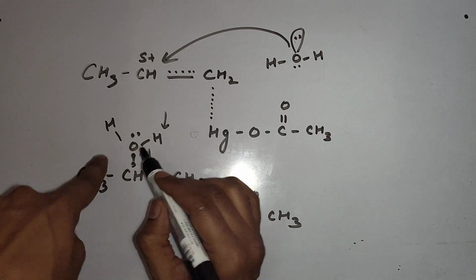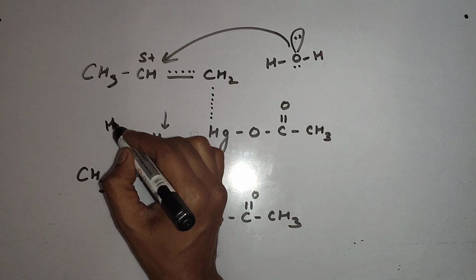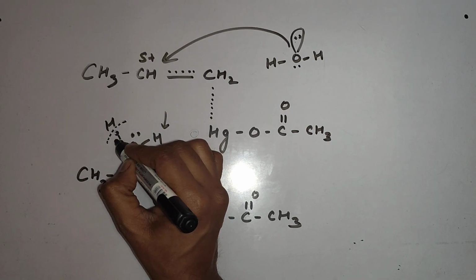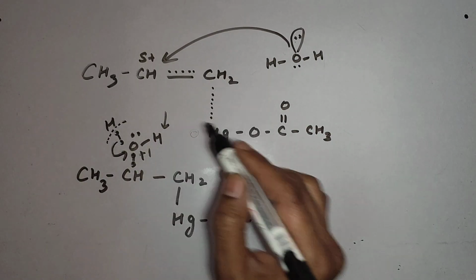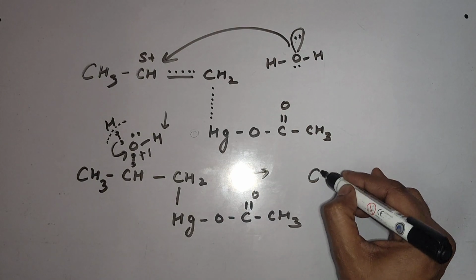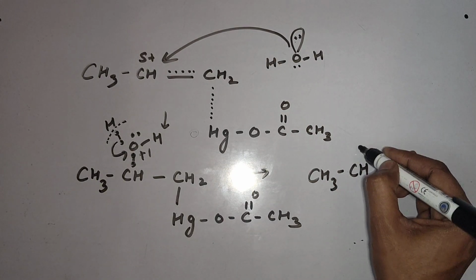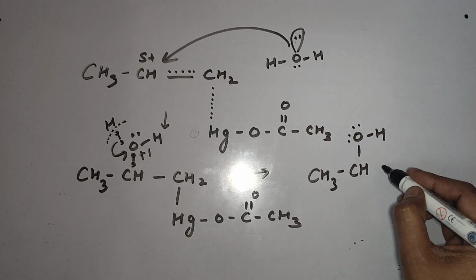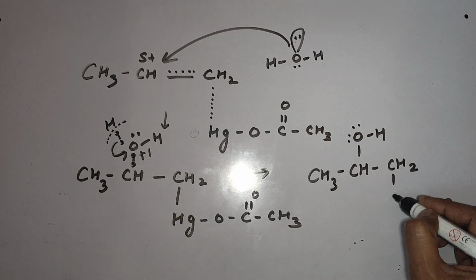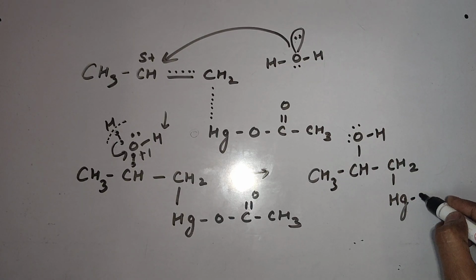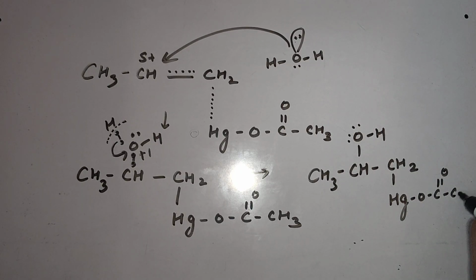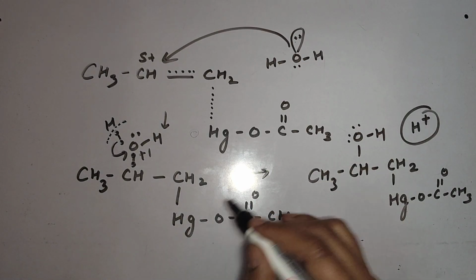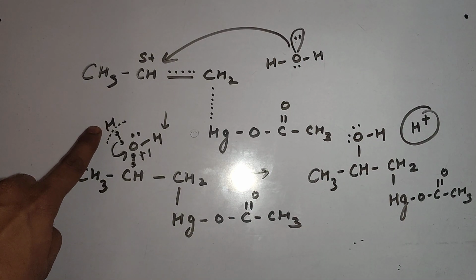In this condition, oxygen is unstable. What will it do? It will break the bond from hydrogen. And obviously oxygen is more electronegative than hydrogen, so it will shift electrons toward itself. Oxygen will now carry 2 lone pairs, HgOCOCH3 as it is. And what will be released from here? An H positive particle will be released. This hydrogen will be released as H positive.